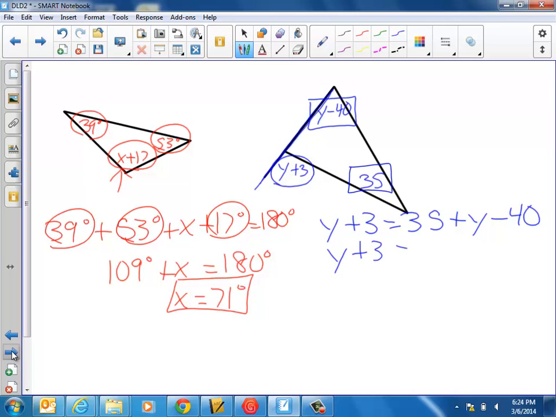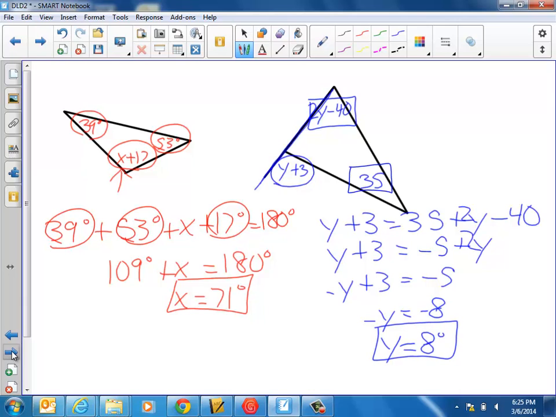So we have y plus 3 equals the 35 and the negative 40 on the right give you negative 5 plus y. And let's make this a... we're going to change this to a 2y. We're changing the problem so it makes a little bit more sense. All right, let's subtract 2y from both sides. So we have negative y plus 3 equals negative 5. Subtract off the 3 from both sides, you get negative y equals negative 8. Divide by negative 1, and y is equal to 8 degrees. And there you go. All right.